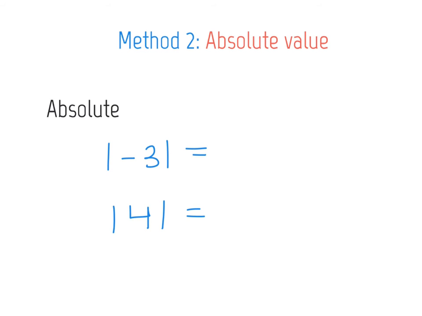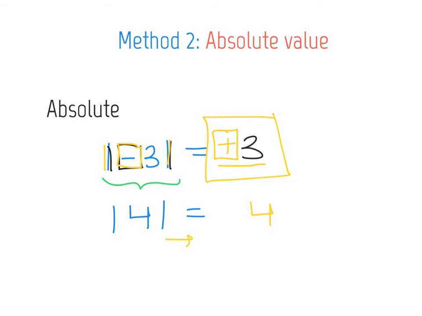Now method 2 says absolute value. Absolute means that the value that comes out of the mod is always positive. So the absolute value of -3 would be 3. You just have to change the sign. The sign that is inside, we don't have to care about that. We just have to see that the answer we get after finding the absolute value is positive. So the absolute value of -3 is 3 and the absolute value of 4 is 4.